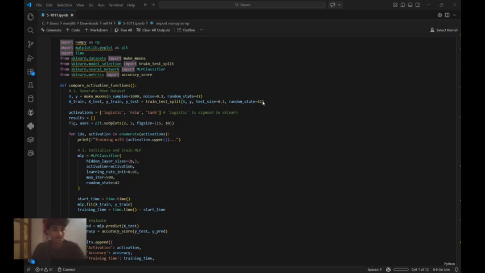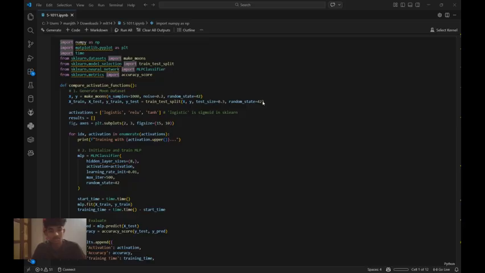The eighth question is plotting the training curve. By tracking the loss history after each epoch, the code generates a line graph. A downward sloping curve proves the model is converging. If the curve flattens too early, it might mean the learning rate is too low. If it bounces around, the rate might be too high.